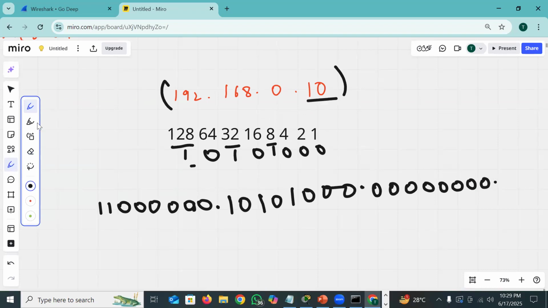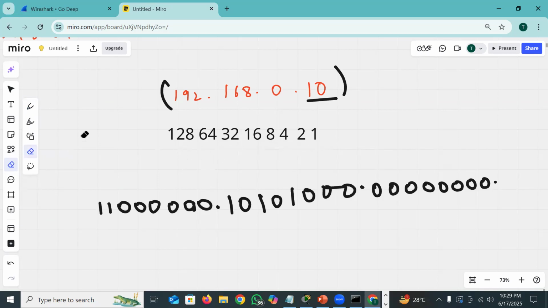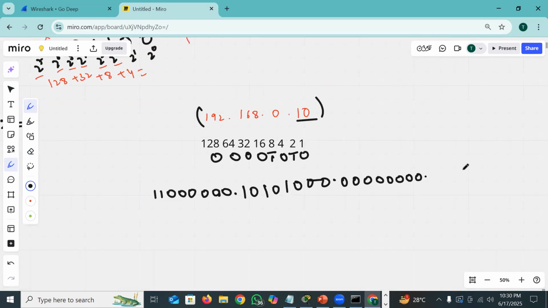What is 10? Can you tell me the 10, guys? Very simple here. If I'm going for the 10, we can see that 8 plus 2 is 10. So it means 0, 0, 0, 0, 4 zeros, then 1, 0, 1, 0. This is the binary value which has been calculated for 192.168.0.10.